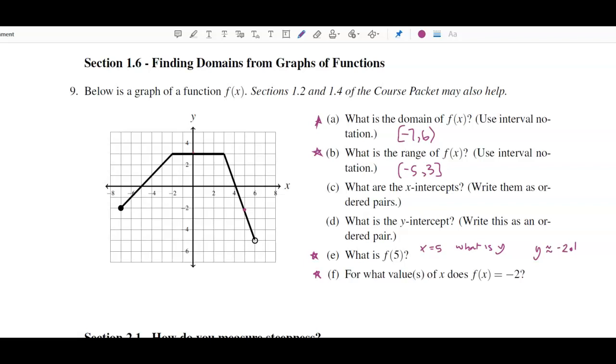But then what about the other way, right? This one says y equals -2. What is x?